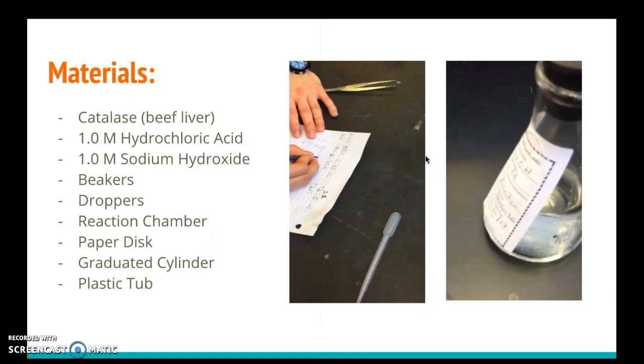Materials. Catalase, beef liver, 1 mole of hydrochloric acid, 1 mole of sodium hydroxide, beakers, droppers, reaction chamber, paper disc, graduated cylinders, and a plastic tub.